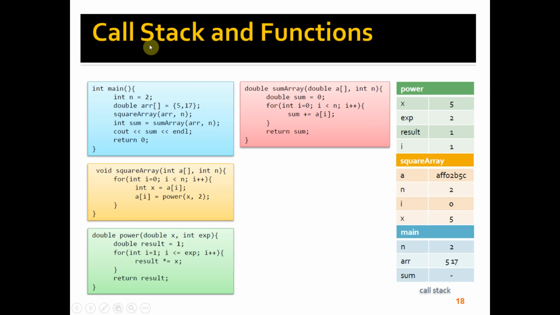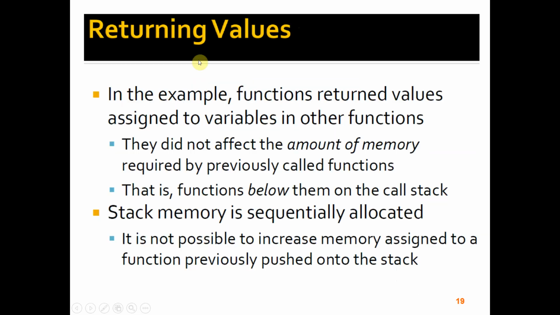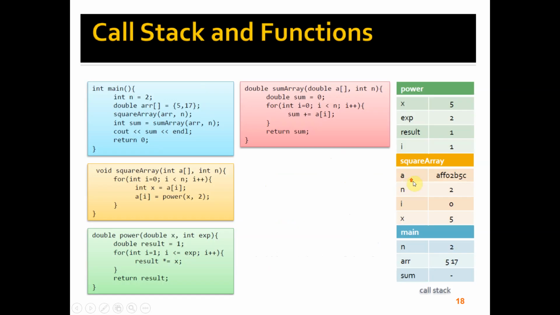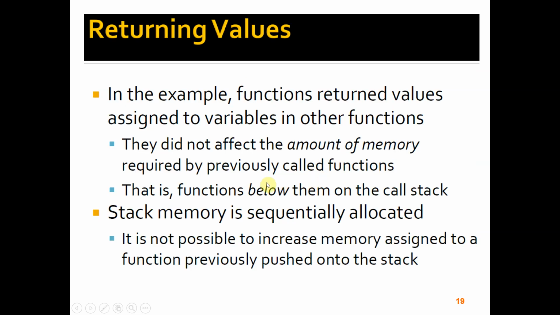So that's another application of stacks that the compiler uses. In the example, functions return values assigned to variables in other functions. They did not affect the amount of memory required by previously called functions. So when you're here, the memory of square array or main is not going to be impacted or affected by the function above them on the call stack. Stack memory is sequentially allocated. It's not possible to increase memory assigned to a function previously pushed onto the stack.